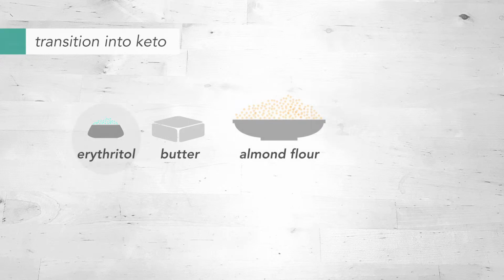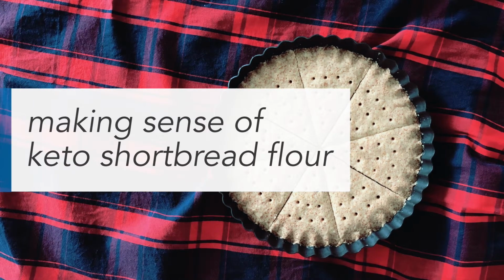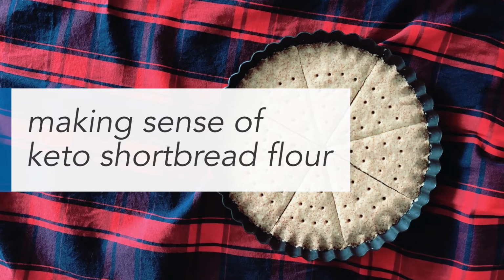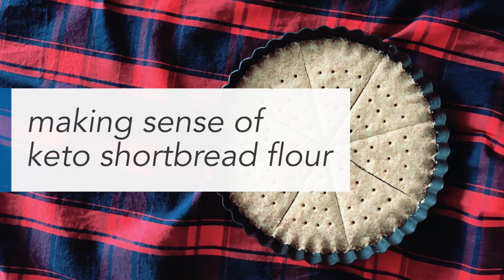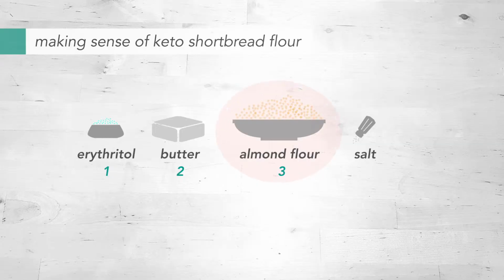Let's stay with the same ratio to see the recipe. 1 part of erythritol, 2 parts of butter, and 3 parts of almond flour, and with a pinch of salt as usual. The result is not good from my testing. I found several obstacles to overcome in the flour part.